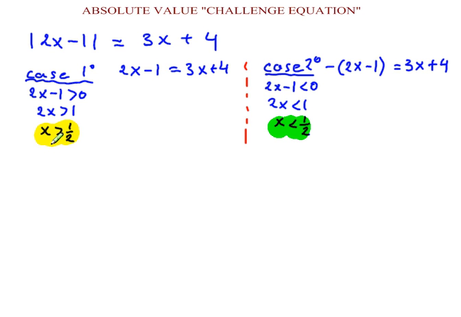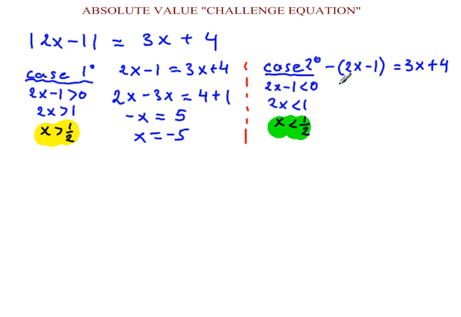Okay, so case one, the domain is x is greater than half. So let's start and solve. So rearrange, oops, I have to change the pen. Rearrange: 2x minus 3x is equal to 4 plus 1. Okay, so negative x is equal to 5, so x is equal to negative 5. We're going to stop here for a moment. We'll come back to this.